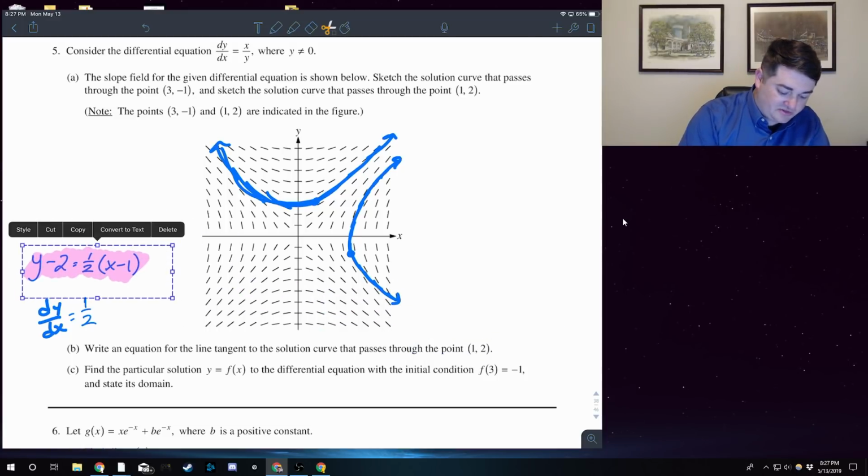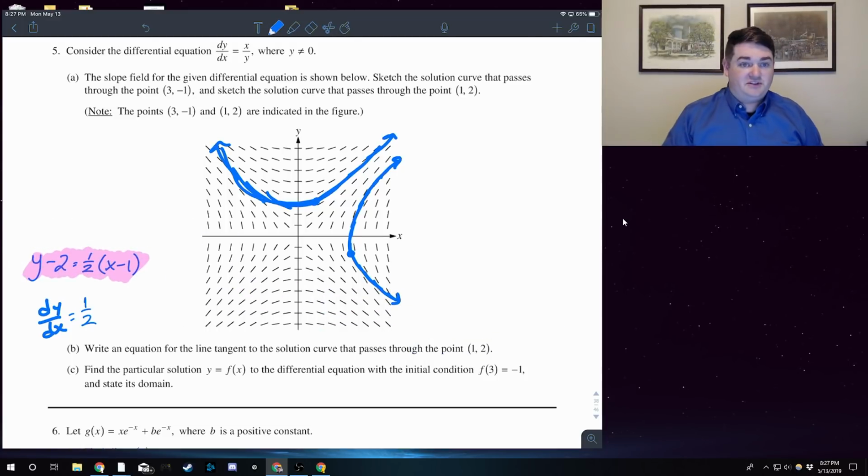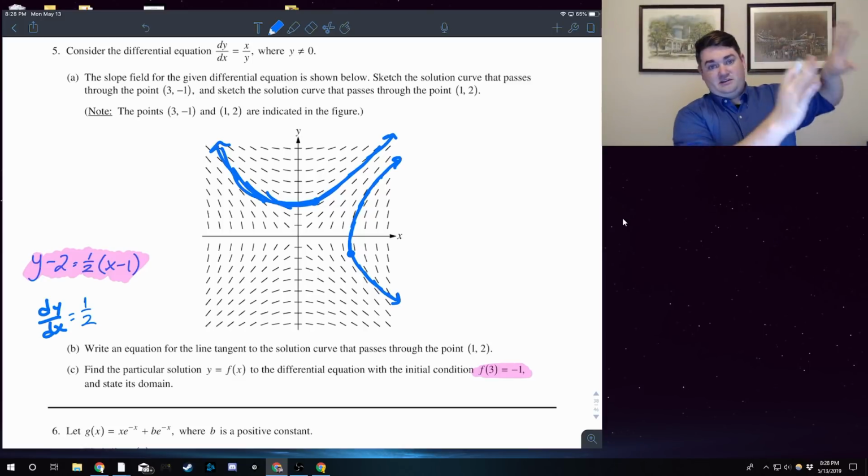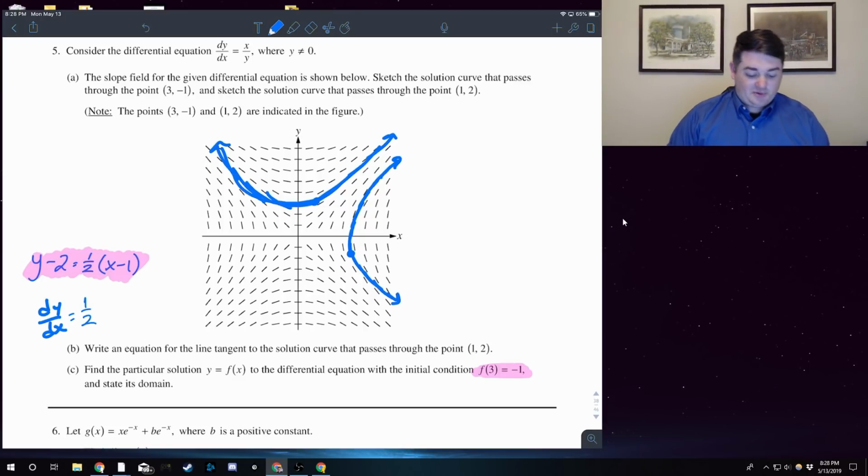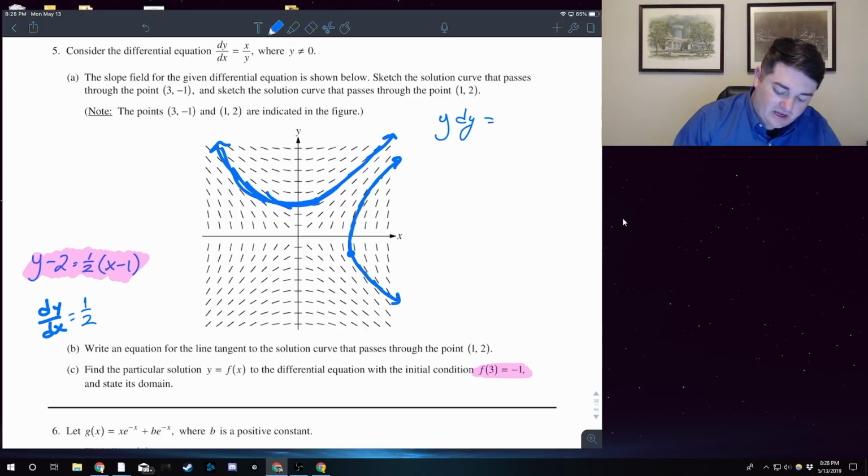When I see these words, find a particular solution, I know I need to solve this differential equation. How many ways do we know to solve a differential equation? One. And that is to separate your variables. So find a particular solution to the differential equation with the initial condition f(3) equals -1. Here's my initial condition. I'm going to need that to solve for c later. I need to get all my y's on the left, all my x's on the right. So I'm going to multiply both sides by y, multiply both sides by dx, giving me y dy equals x dx.